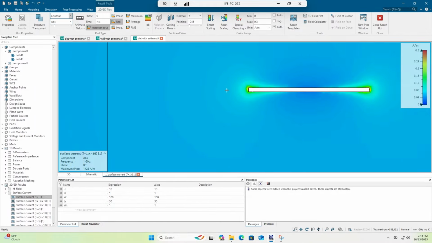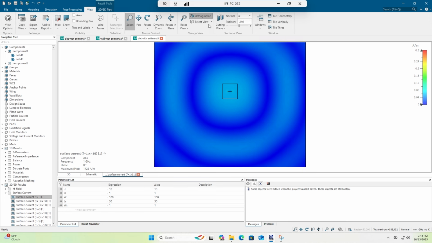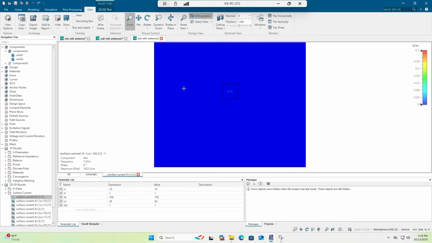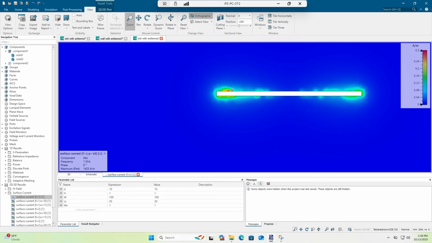Now I want to show you the back of the wall. So this was for the front wall. If I switch to the back wall, you can see the current distribution is weaker, and we can see the two peaks at similar locations due to the leakage from the front wall.